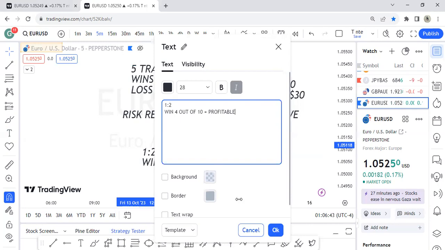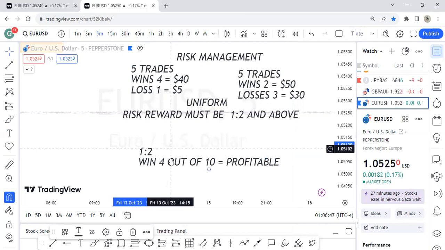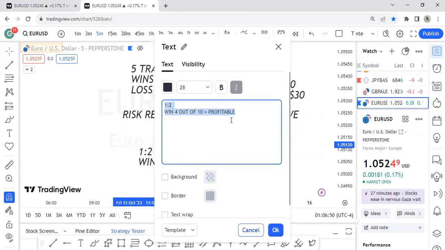You have to just win 4 out of 10. That means if you just win 4, you're profitable if you're using 1:2. And let's do the math. If you risk $10 per trade and you win 4, you're upwards $80, because it's 1:2. Remember that you have to hit at least double of what you're risking. So you're winning $80, and then let's say you lose the remaining 6 out of the 10.